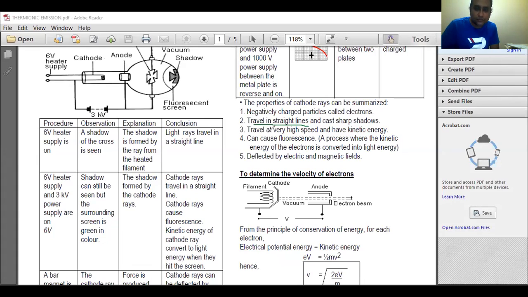Next, it travels at a very high speed and has high kinetic energy. It can cause fluorescence, where kinetic energy is converted to light. And it is deflected by both electric and magnetic fields. So cathode ray can be deflected by electric and magnetic field.